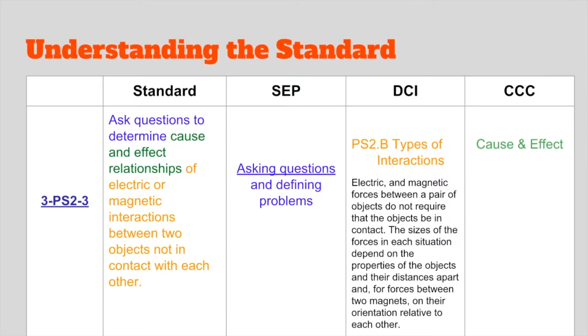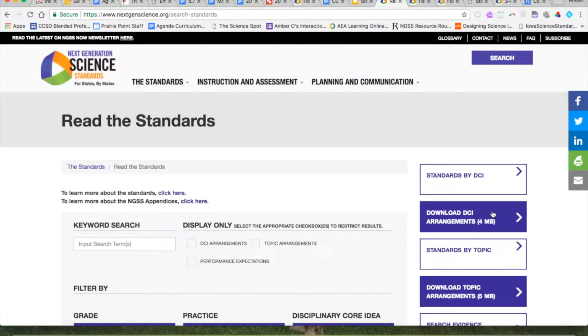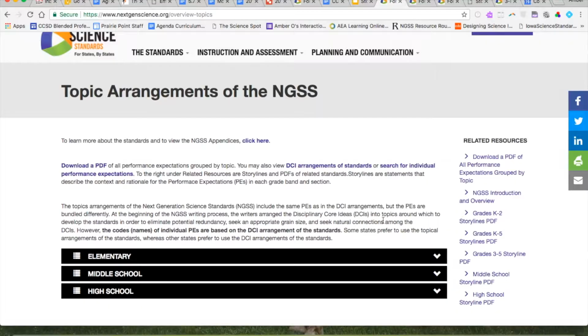To unpack the standard, you can use the NGSS site. You can access your standards by topical arrangement by going to nextgenscience.org. You then click on the advanced search link, which will give you the standard by topic option. From there, you can access your grade by level.